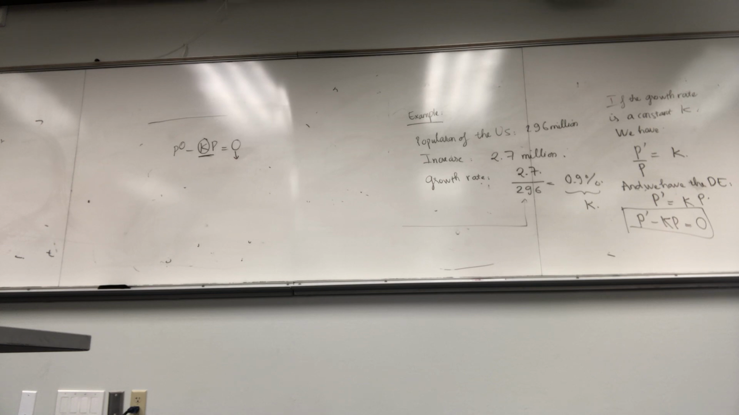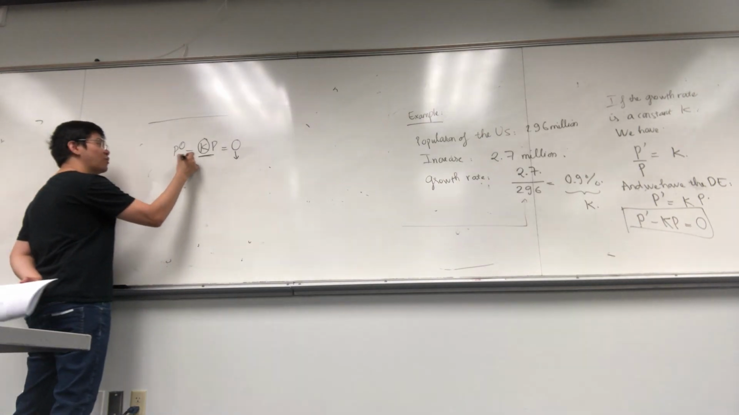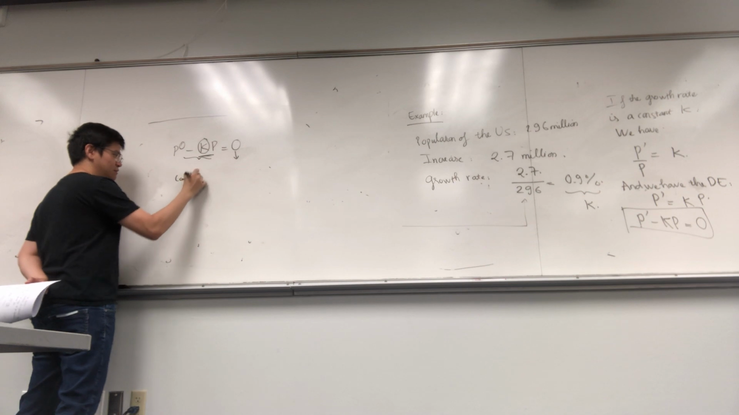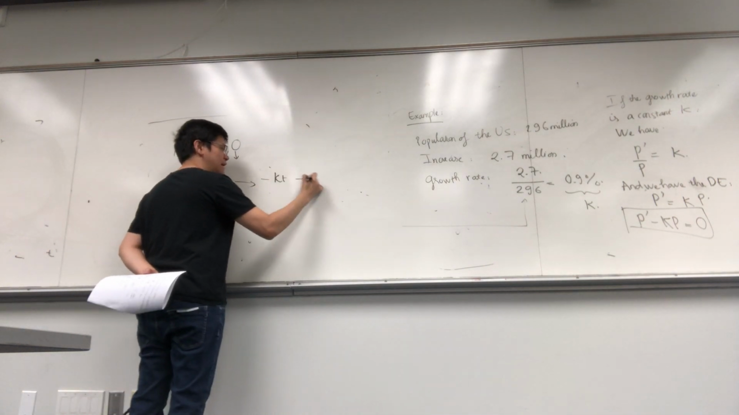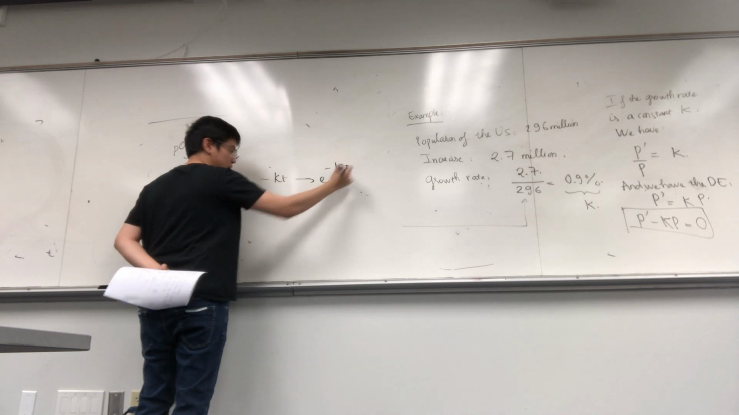Yes? Just e to the kt. No. Yes? E to the minus k. Yes. So the coefficient here will be minus k. You integrate that, you have minus kt, and the integrating factor will be e to the power minus kt. All right?